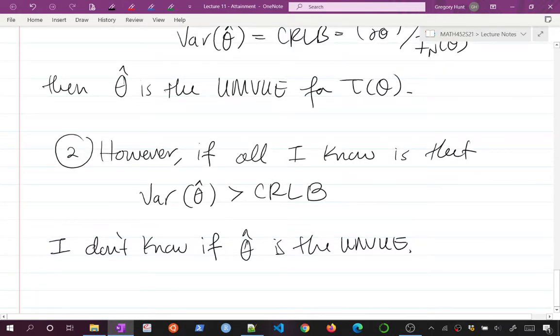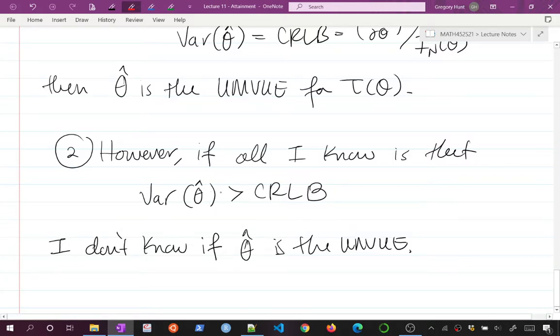The reason being is that I can't prove it's the UMVUE just from using this theorem, because I don't know if there's some other estimator that has a lower variance than theta hat. It has to respect the lower bound by the theorem, but it might have a lower variance than theta hat. So there might be something between these two. We don't know. On the other hand, we don't know that something like that exists, so we don't know that this thing definitely isn't the UMVUE. All the theorem says is that this bound exists. If you can show it achieves the bound, yes, it has to be.